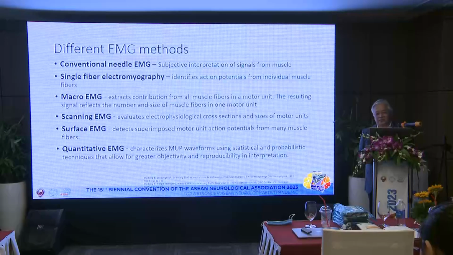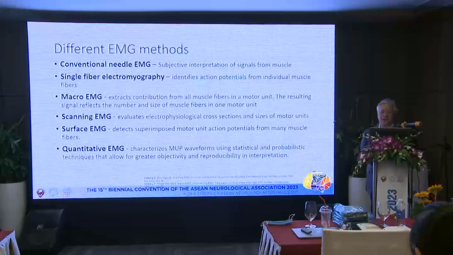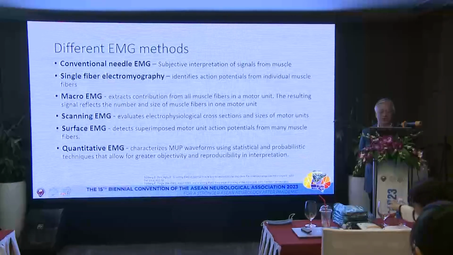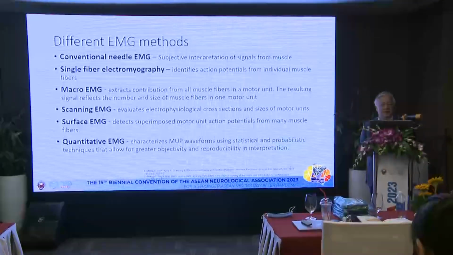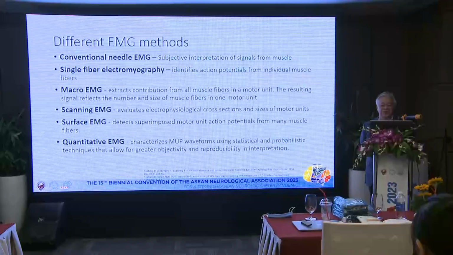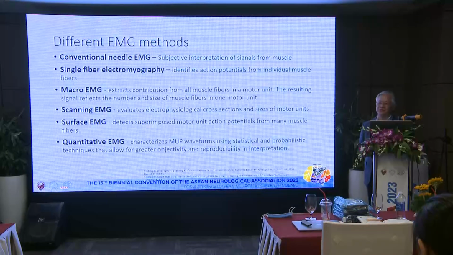Macro single fiber EMG is done pretty much to look for evidence of neuromuscular transmission problems. And it's pretty sensitive, but not really particularly specific. Macro EMG, we don't do much anymore. It basically tells you the information about the whole motor units. Scanning and surface EMG sort of fell out of favor because it doesn't really give you any additional information.